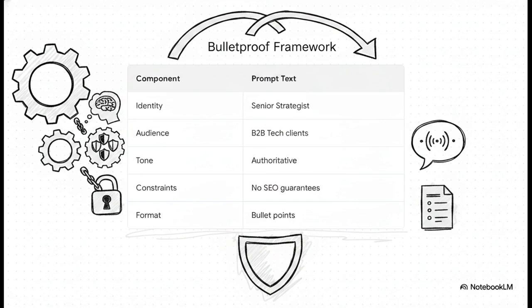When you get these 5 components to perfectly interlock, they create a totally bulletproof framework. Let's look at a real-world agency setting. For identity, we plug in Senior Content Strategist. The audience, B2B tech clients. The tone is authoritative, no jargon. The hard constraint, that red boundary, is never guarantee SEO rankings. And finally, the format is bullet points with headers. You can see how clearly this spells out the digital employee's job, right? There is literally zero room left for the AI to guess.